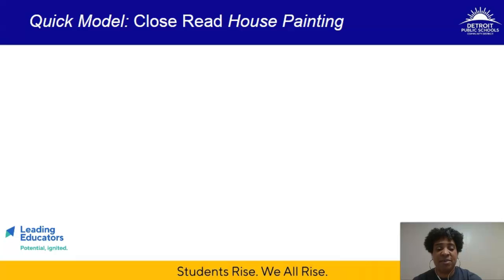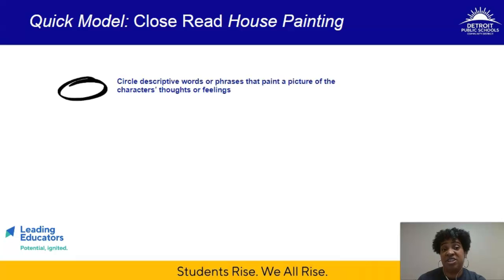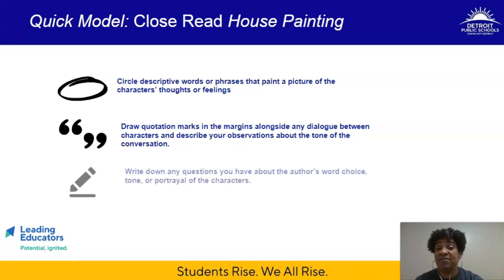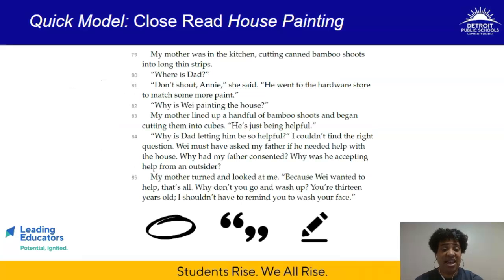So let's do a quick model, shall we? So going through the annotations for today, we're circling descriptive words or phrases that paint a picture of the character's thoughts or feelings. We are drawing quotation marks in the margins alongside any dialogue between characters and describing observations about the tone of the conversation. And we're writing down any questions that we have about the author's word choice, tone, or portrayal of the characters. So let's jump into the text.